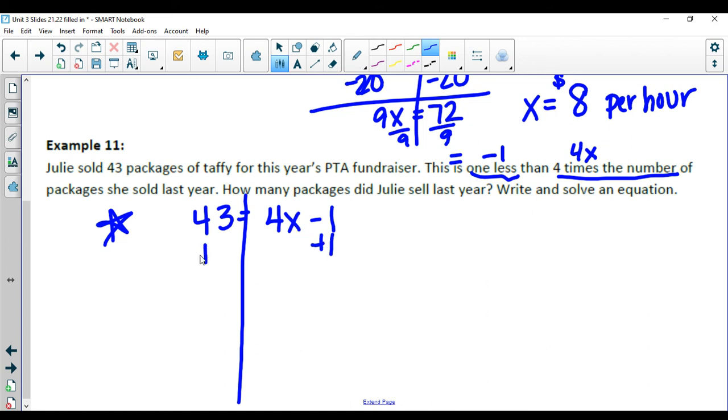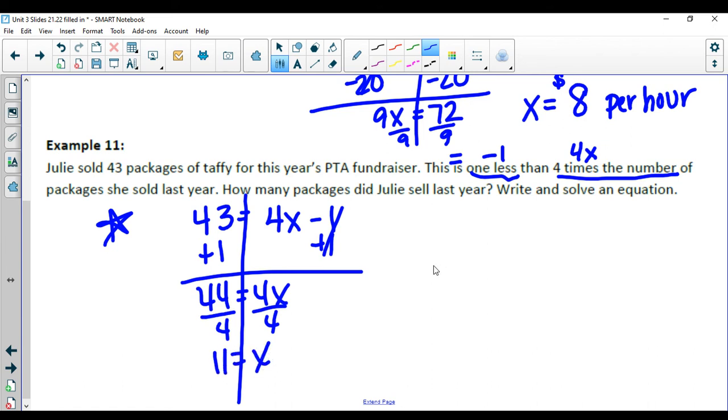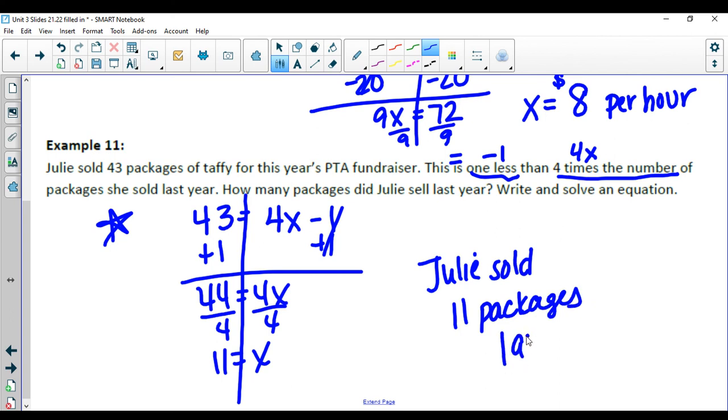So add 1 to both sides. 44 is equal to 4x. Divide through by 4. And we get 11 equals x. So for Julie, we could say Julie sold 11 packages last year. And if you just said 11 packages last year, that would be perfectly acceptable too. And that wraps up lesson 3.6 then, solving with distributing or combining like terms.